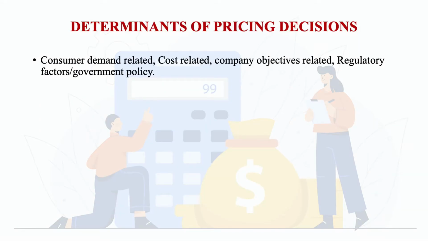Now, if you look at the determinants of pricing decision, there are several determinants. Some of them are related to the demand by the consumer, what kind of demand, what level of demand, and what is the way this demand is responsive to price changes.